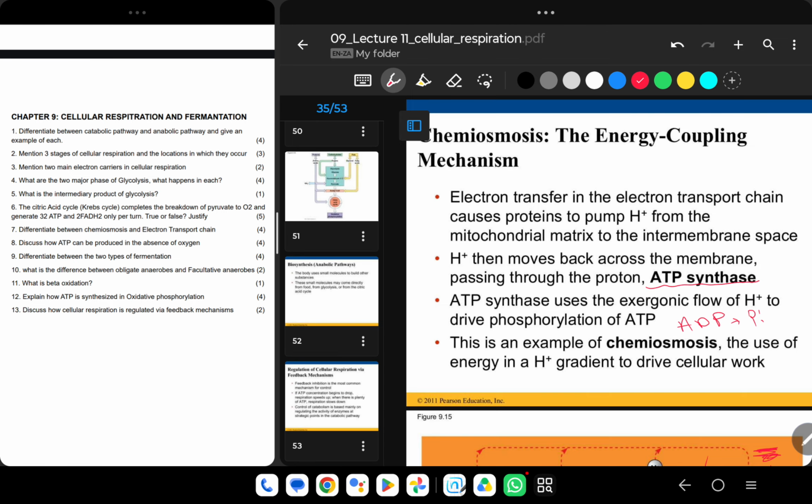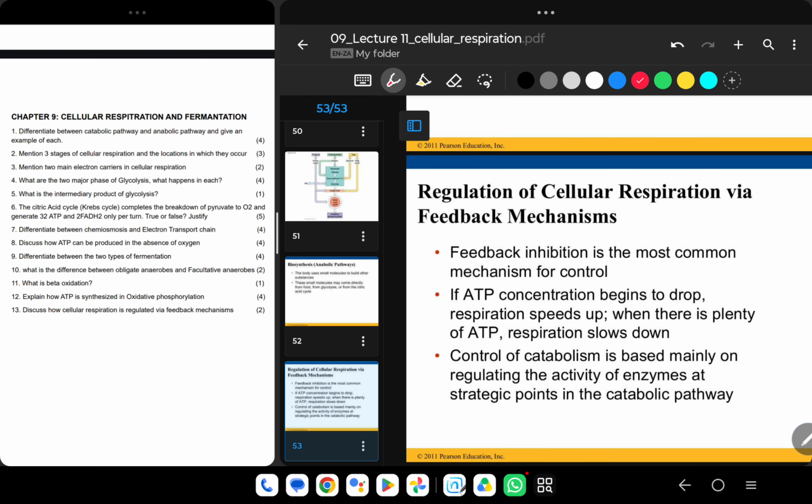So now let's see question 13, which speaks about the regulation of cellular respiration. How cellular respiration is regulated via a feedback mechanism. So this is basically what you need to talk about. You just need to tell us that if ATP concentration begins to drop, respiration speeds up, and when there is plenty of ATP, respiration slows down. That's it. So that's it for cellular respiration. Now let's look into photosynthesis.